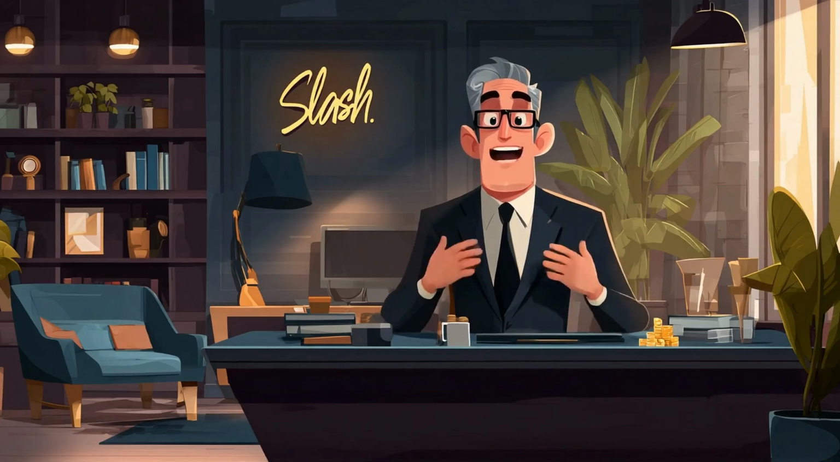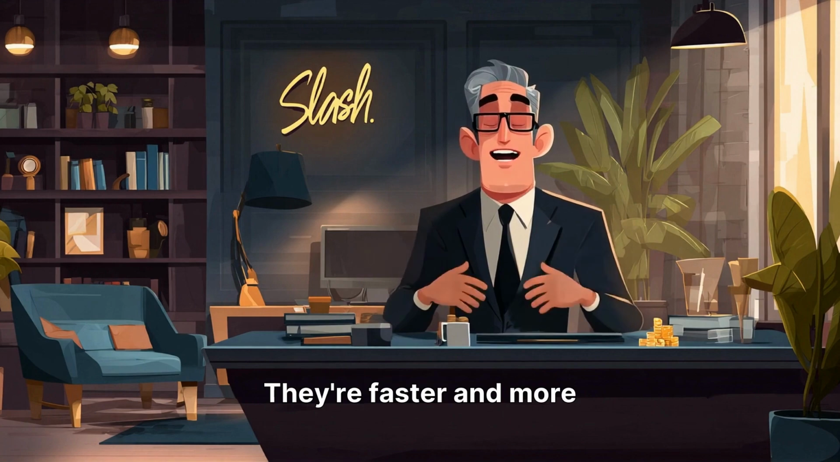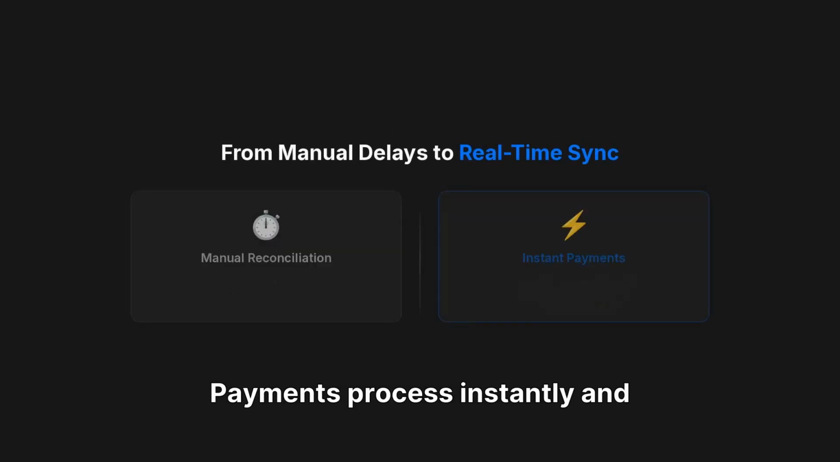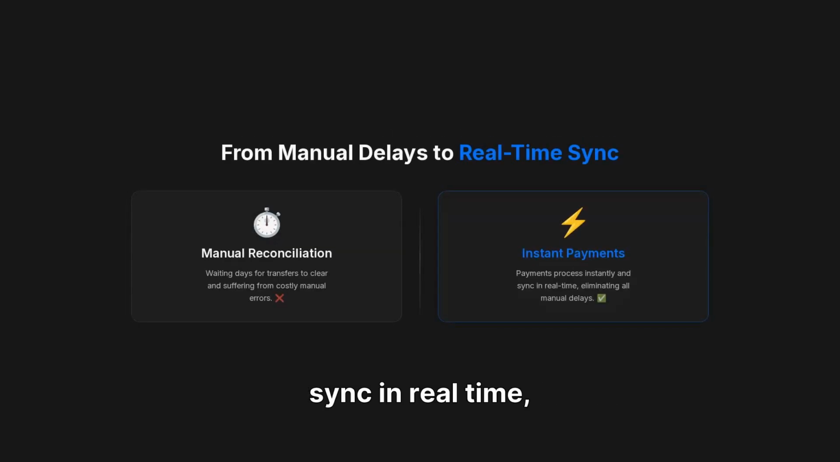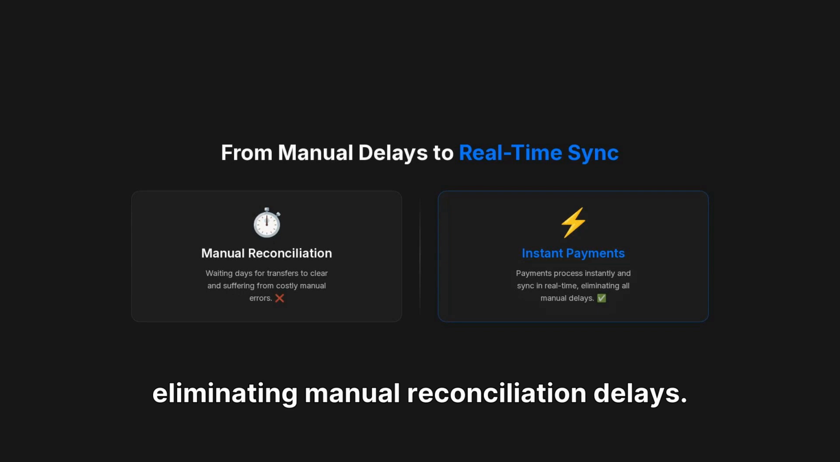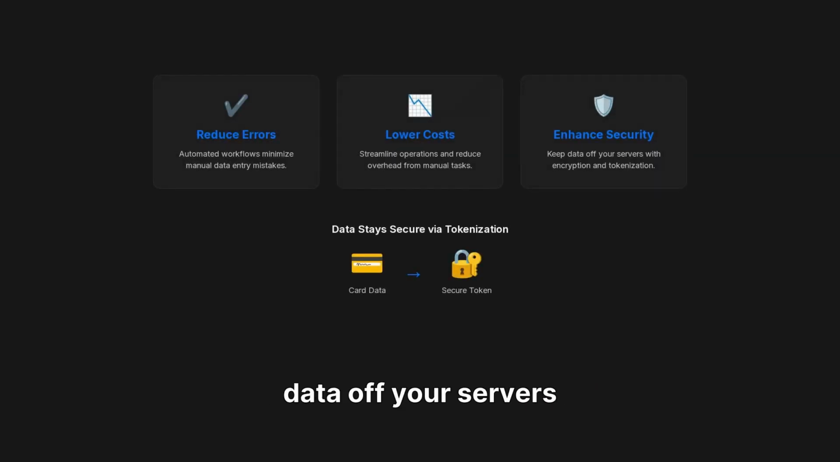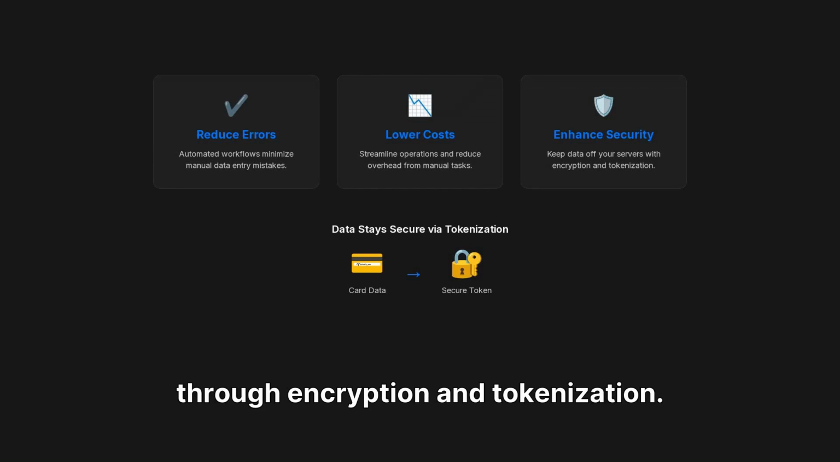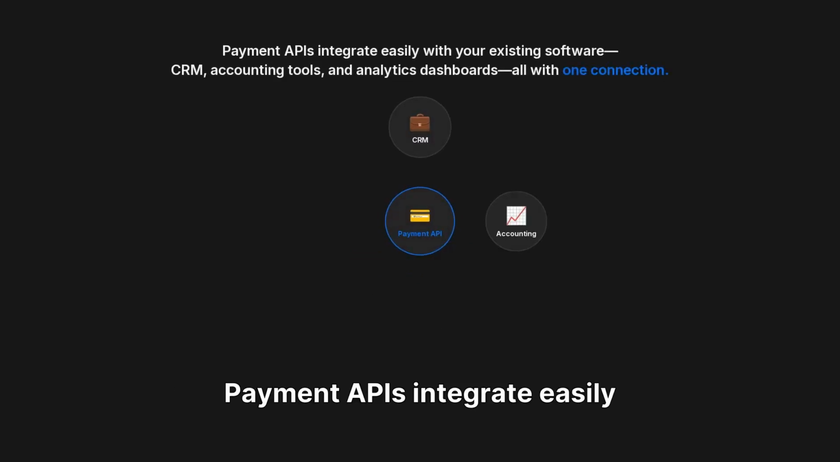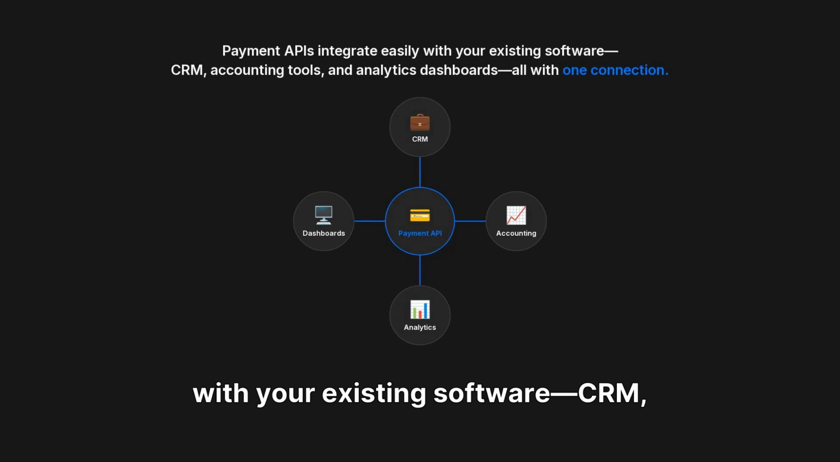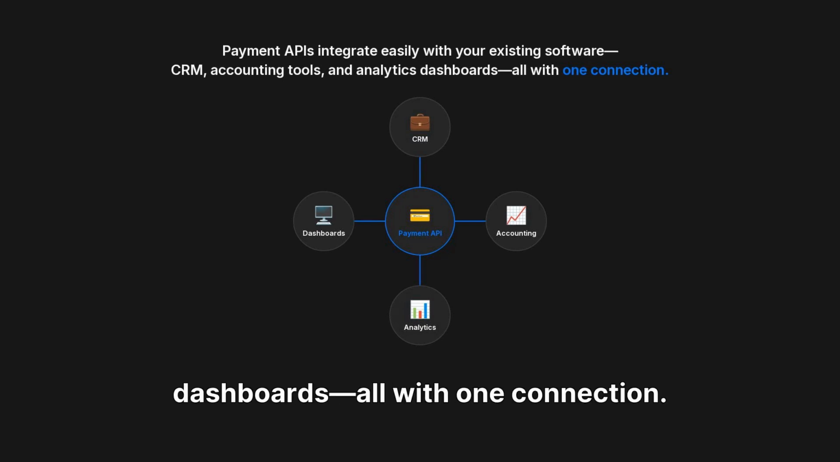Why do businesses use payment APIs? They're faster and more automated. Payments process instantly and sync in real time, eliminating manual reconciliation delays. They reduce errors, lower costs, and keep card data off your servers through encryption and tokenization. Payment APIs integrate easily with your existing software, CRM, accounting tools, and analytics dashboards, all with one connection.